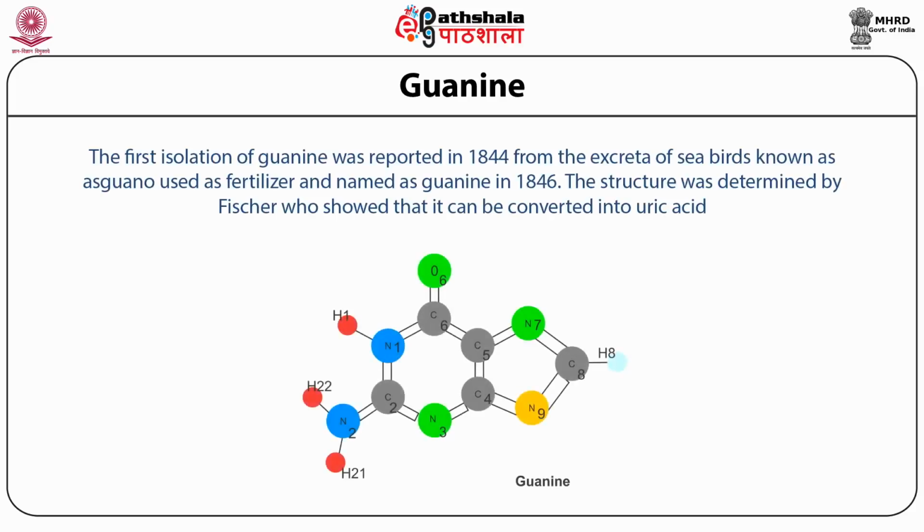The first isolation of guanine was reported in 1844 from the excreta of a seabird known as guano, used as a fertilizer, and named as guanine in 1846. The structure was determined by Fischer, who showed that it can be converted into uric acid.